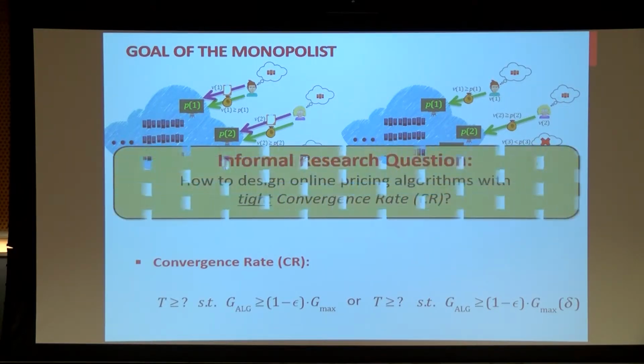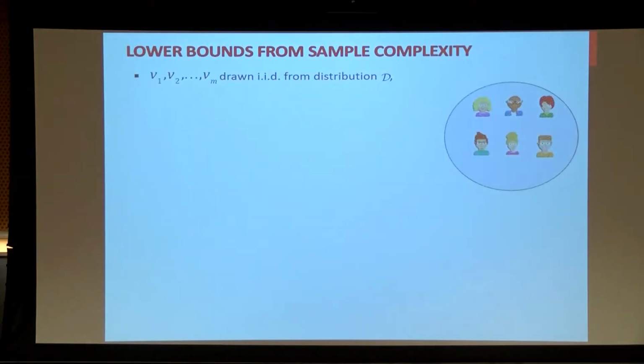And informally, the question we are answering in this talk is the following. How can you design an online pricing algorithm that achieves a tight convergence rate? So I have to define to you what the meaning of tight is in this setting. And with that, I'm going to switch gears to another problem, which is maybe familiar for at least one person in this audience, maybe 2, or maybe 3.